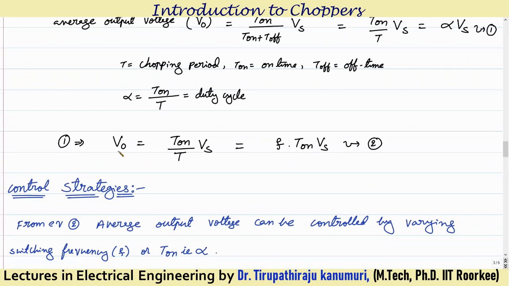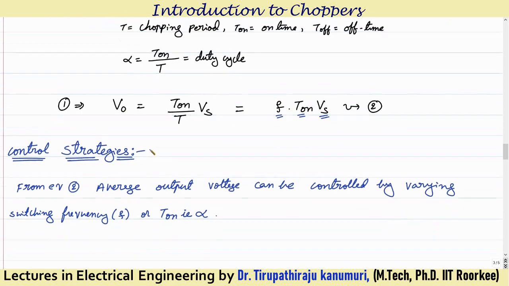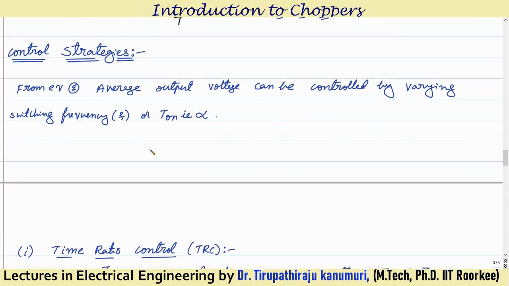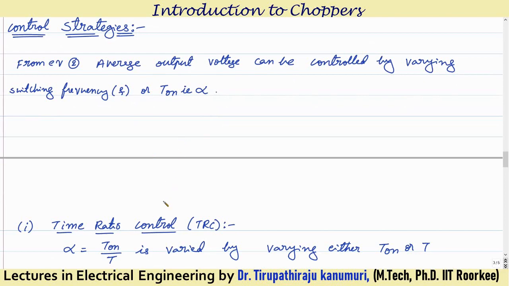So how can I control the average output voltage? Because input voltage Vs is constant, the variables here are T on and the frequency. Either by controlling the switching frequency or by controlling the on time, we can easily control the output voltage. Depending on how you are varying these things, there are different types of control strategies available.